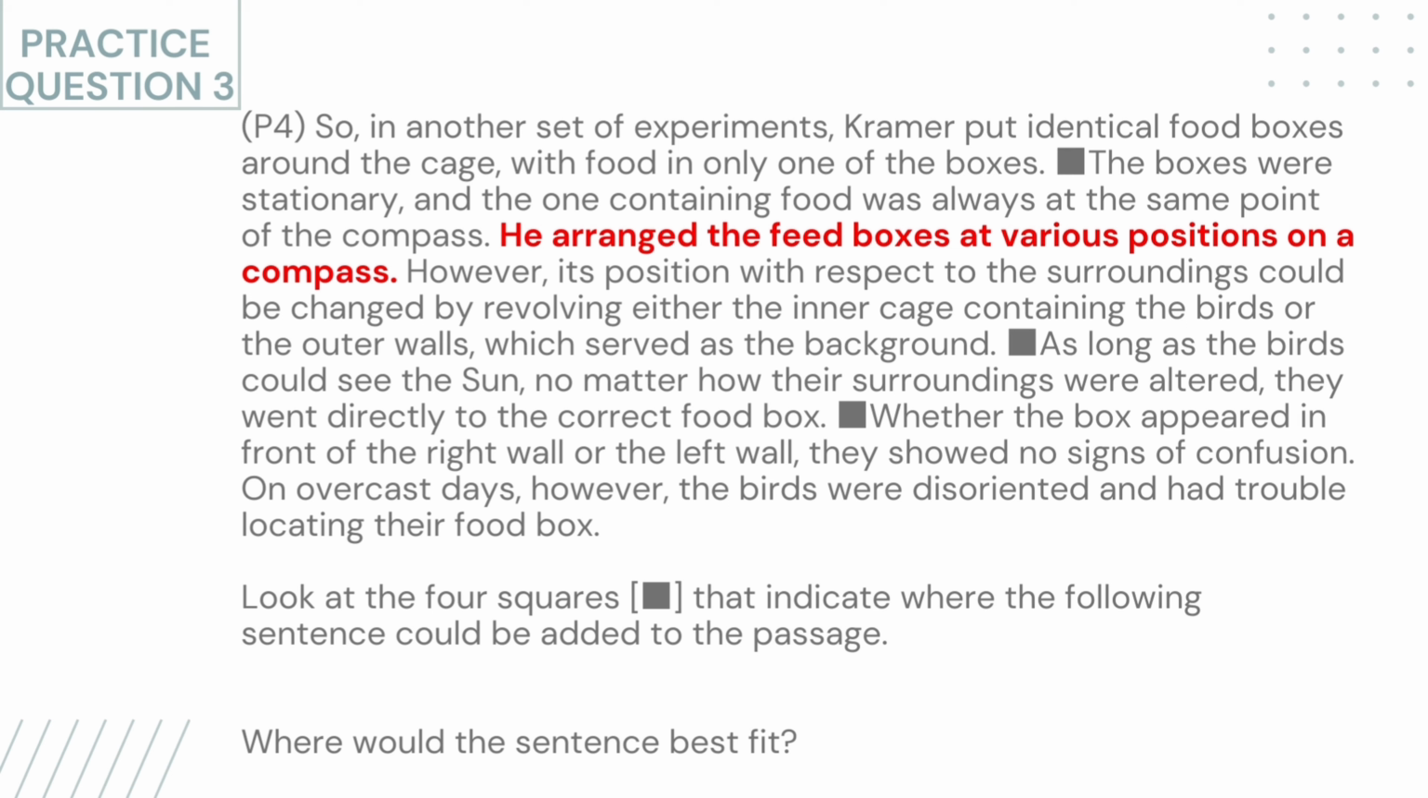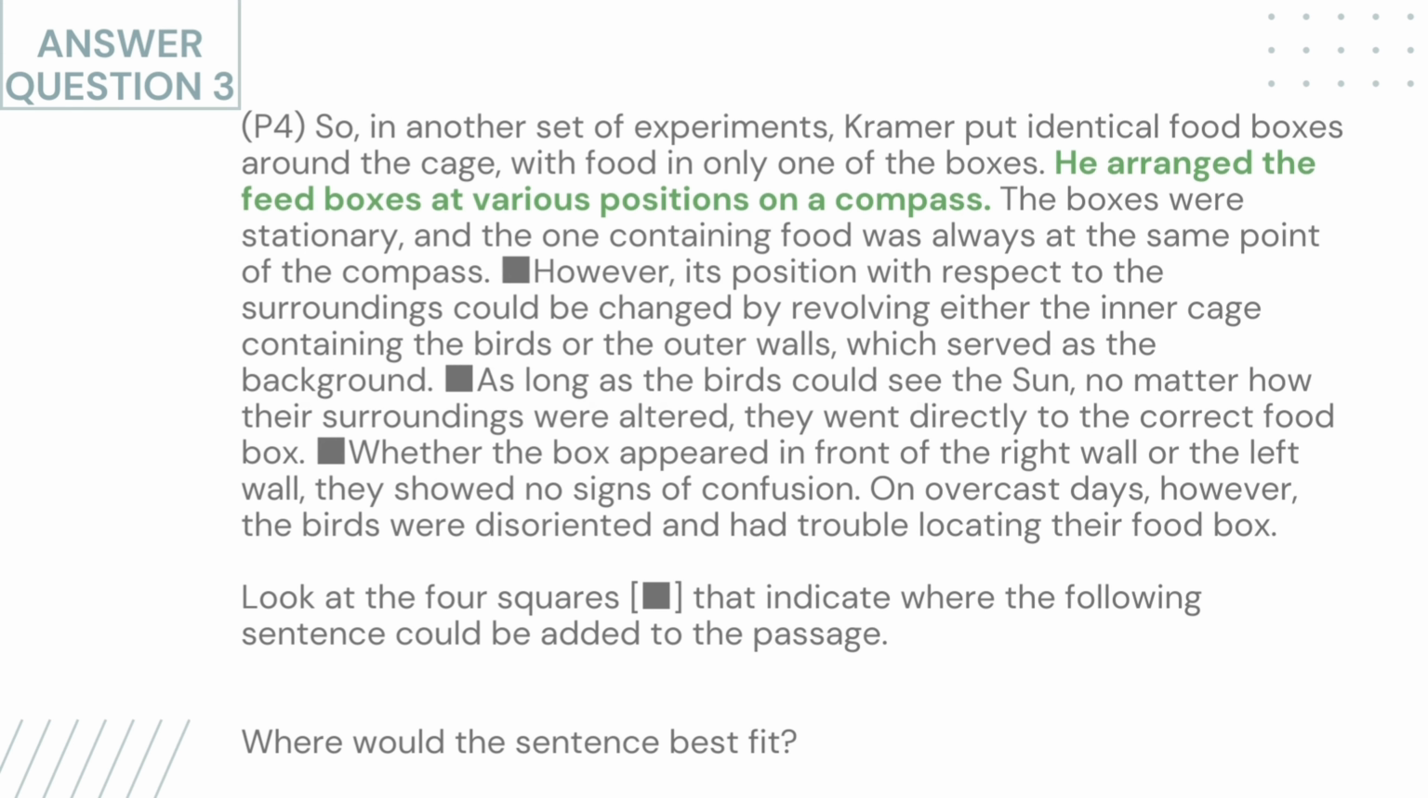What's the correct answer? It's not B. Is it A, C, or D? It is A. It is the first box, the first option. You can see the sentence before does mention Kramer and the boxes as well. Let's read it out loud to check. In another set of experiments, Kramer put identical food boxes around the cage with food in only one of the boxes. He arranged the feed boxes at various positions on a compass. The boxes were stationary and the one containing food was always at the same point of the compass. Yes, that is correct.